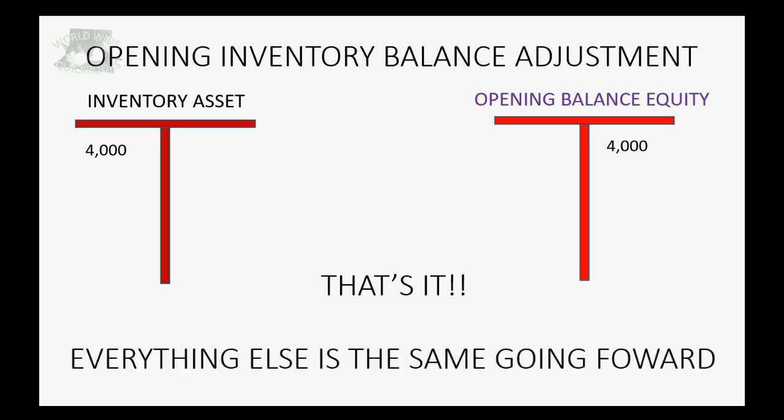And you were already shown the journal entry in QuickBooks how to debit one account and credit another. And once you set this up, everything else you do in the second month and in the third month and so on is the same as what we learned in the prior videos in this little video series.